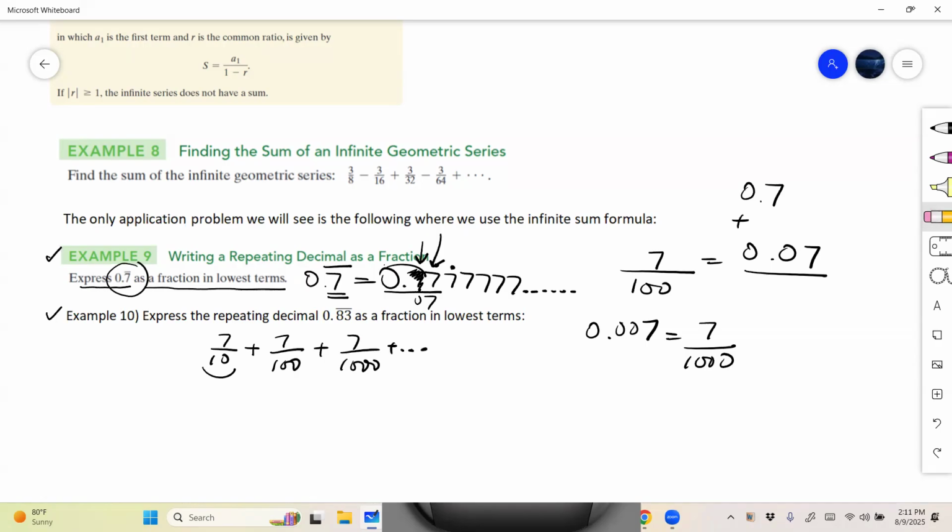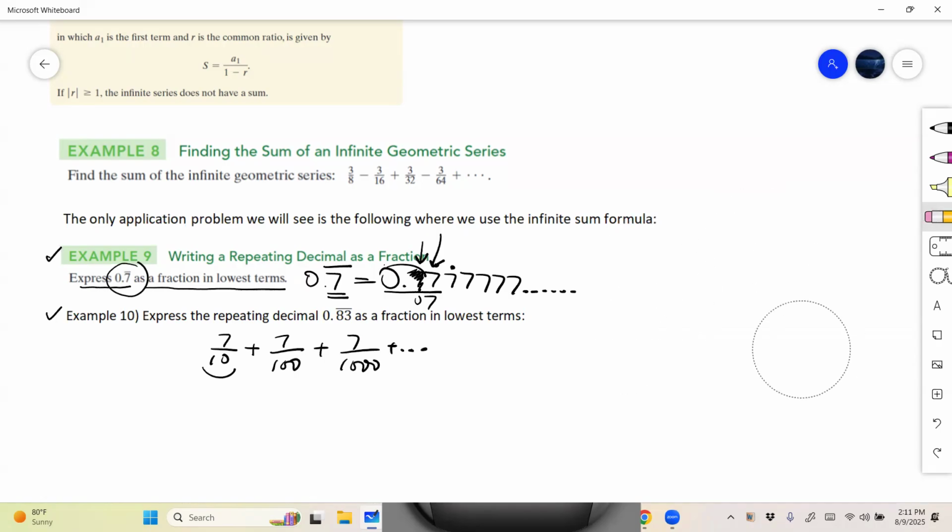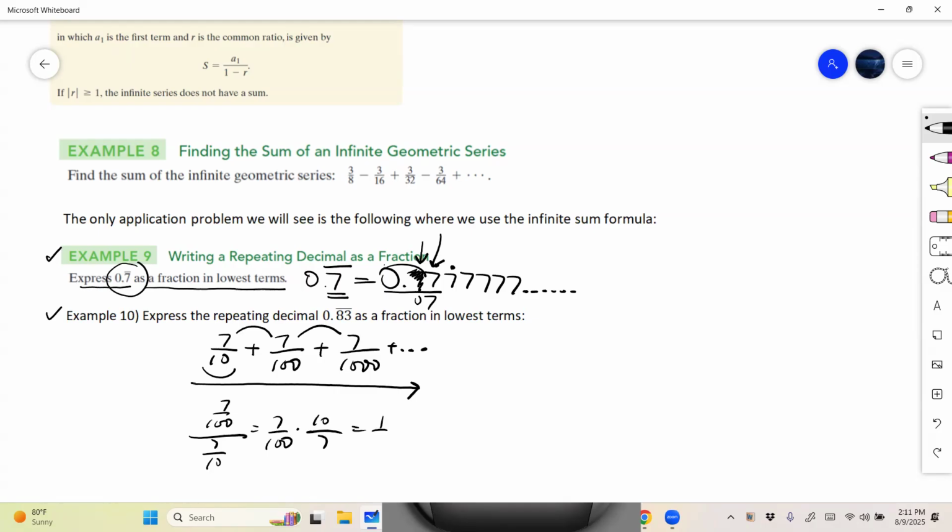Okay, so you can see, I'm going to erase all of this. You can see right here that this is a geometric sequence, right? Well, how do we know that? Let's find the ratio between these two and confirm the ratio between these two. So 7 over 100 divided by 7 over 10. 7 over 100 times 10 over 7, and this is obviously 1/10.